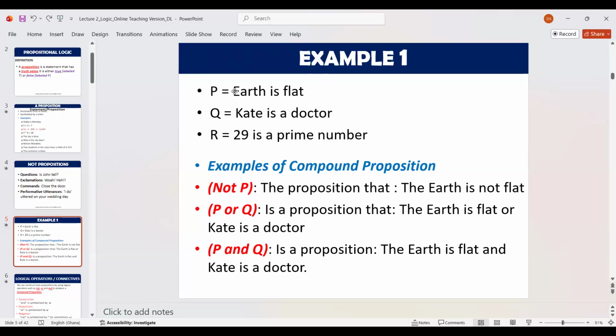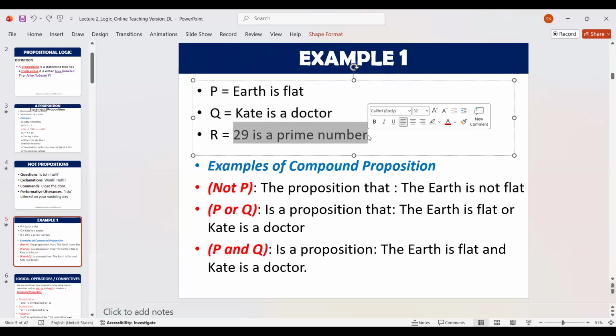So I have an example here that says that the earth is flat. I'm calling it P. Somebody called Kate is a doctor. I'm calling it Q. 29 is a prime number. I am calling it R. Now, these statements can either be true or they can be false. Some are definitely false. Some are definitely true. Okay, so they are propositions.